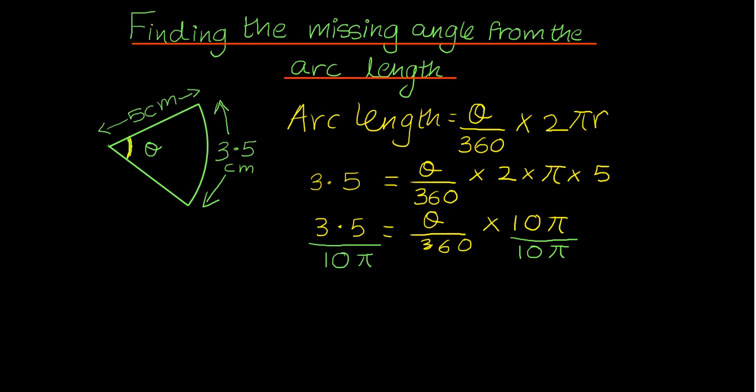So now I would be left with this situation once that's happened. Theta over 360 is equal to 3.5 over 10 pi. In order to get theta on its own, I need to get rid of the 360. Since I'm dividing theta by 360, in order to get rid of it, I need to do the opposite, which is multiply by 360. And I'll do the same thing on the other side, so multiply this by 360 as well.